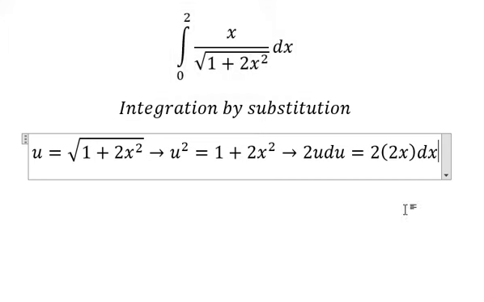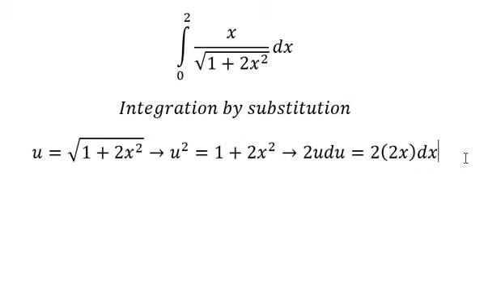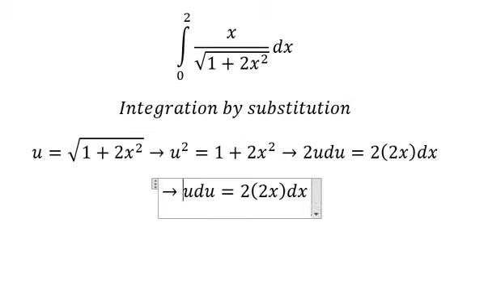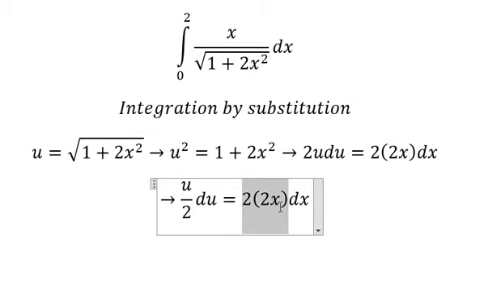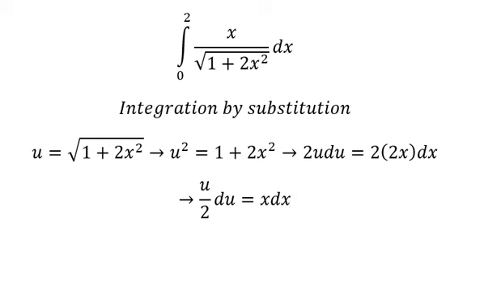Because we don't have number 4, that's number 2 and number 2, so we divide both sides by number 4. Next, we need to change the bounds.